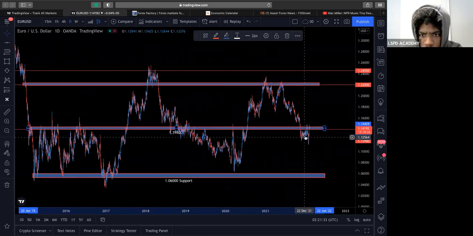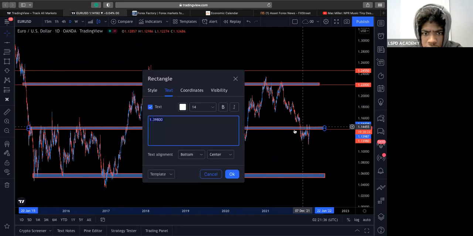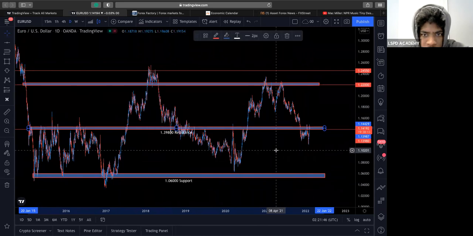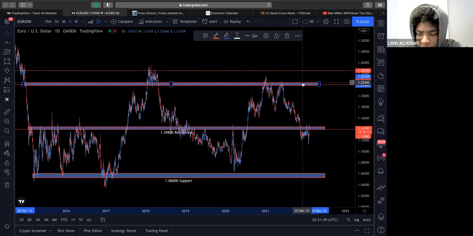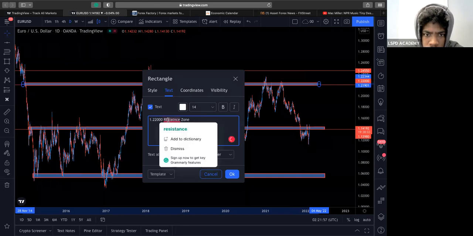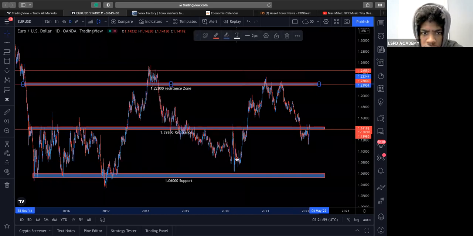Resistance, support. So that's going to be a resistance zone right now. So we identified that resistance zone.